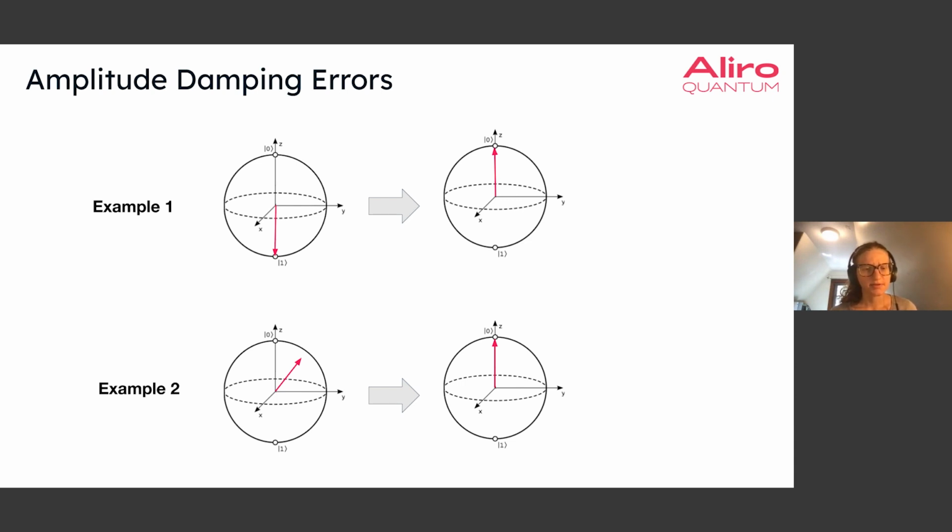There are also amplitude damping errors. For these types of errors, you could begin in, say, the 1 state, and you'll always return back to the 0 state. If you begin in the 0 state, you'll stay in the 0 state. If you begin in the 1 state, over time, you'll return back to the 0 state. And if you begin basically anywhere in the Bloch sphere, over time, you'll return back to the 0 state.